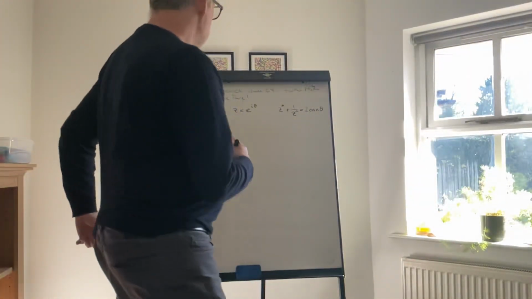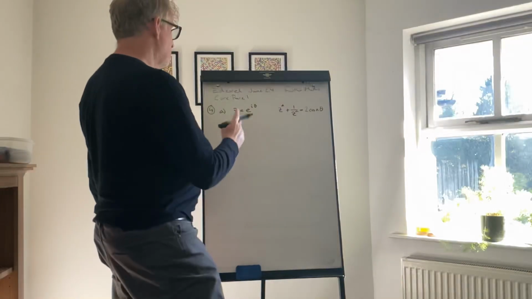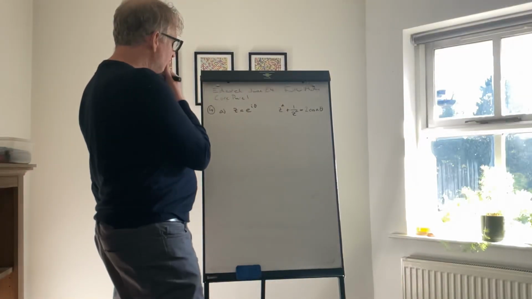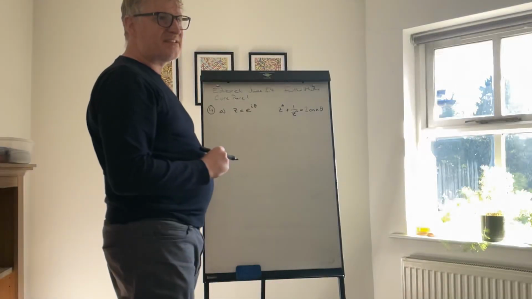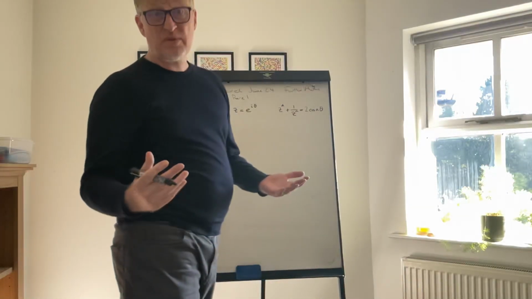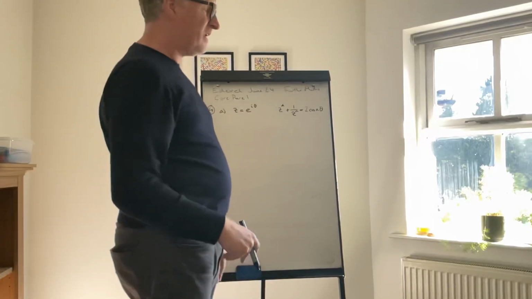Okay, so this is Edexcel June 24, Further Maths, Core Pure 1, Paper 1. And this is question 4. This is a complex numbers question, with a bit of de Moivre's theorem coming in here.